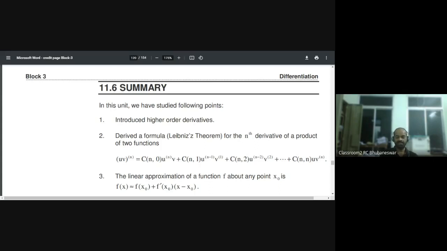And in the second term here, look carefully. In the second term we are representing C(n,1). That means 0! is equal to 1, and look at the power of u. The order of the derivative of u will be n minus 1, just one less than the previous term, into v1. v1 means the first derivative of the second function v.